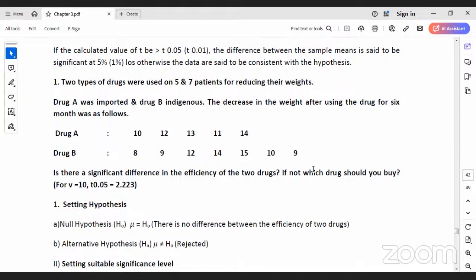Okay, so you observe carefully. Drug A was imported and drug B was indigenous. What is the meaning of indigenous? Anybody?